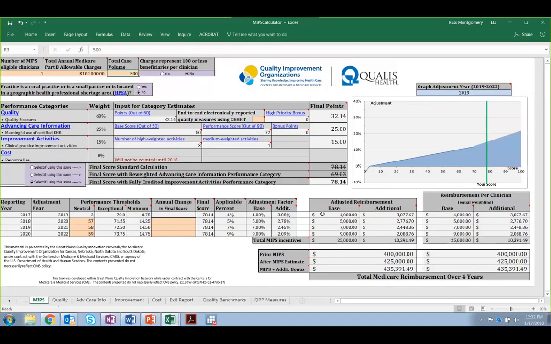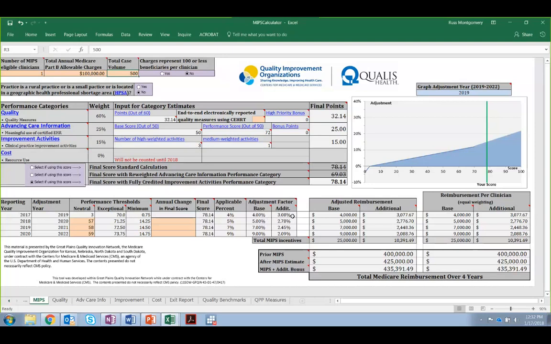I've gone back to the initial tab here to show you the results in this display. The overall score is 78 out of 100 based on what I entered. That gives maximum adjustments for the base adjustments, so 4% for the 2017 reporting year, then 5%, then 7%, then 9%. If you reach the exceptional threshold, which CMS again will be adjusting every year, if you go beyond that threshold, you can get additional adjustments, positive adjustment on top of the base adjustment. So based on what I entered, I am getting that additional adjustment.